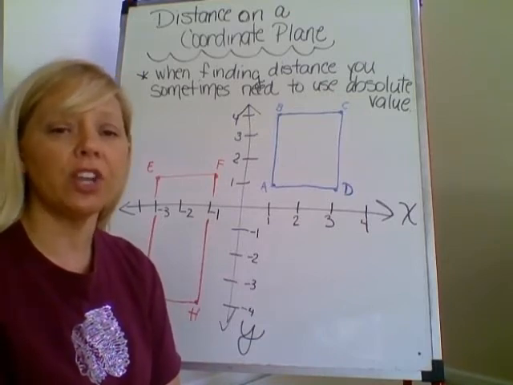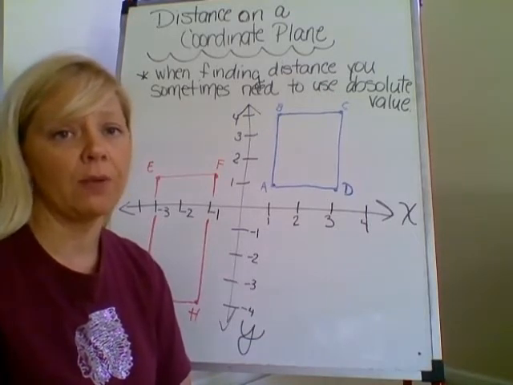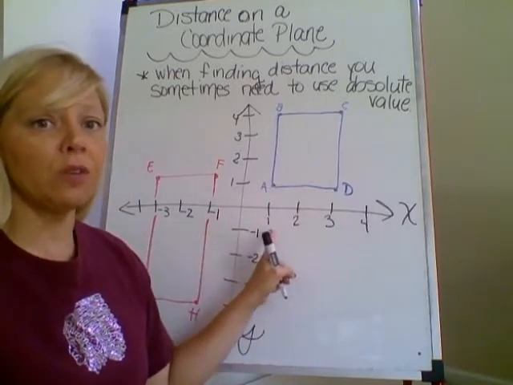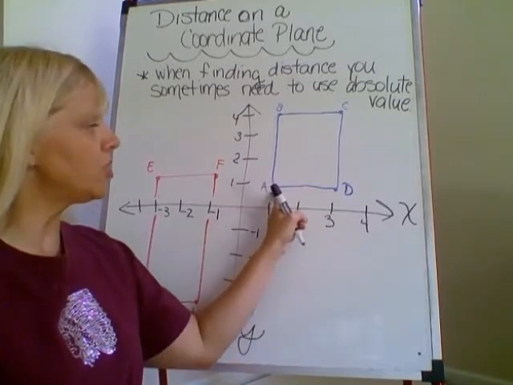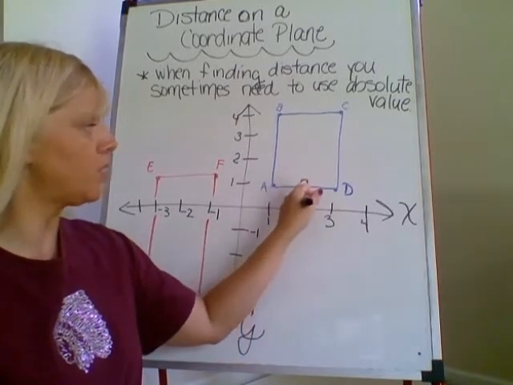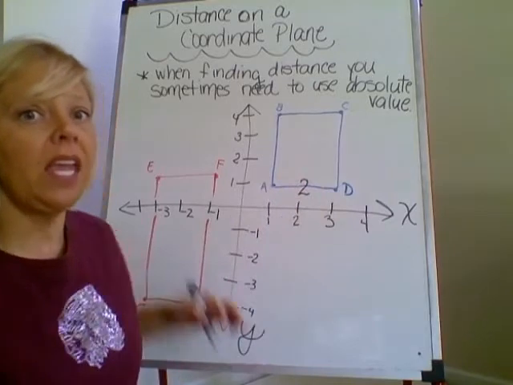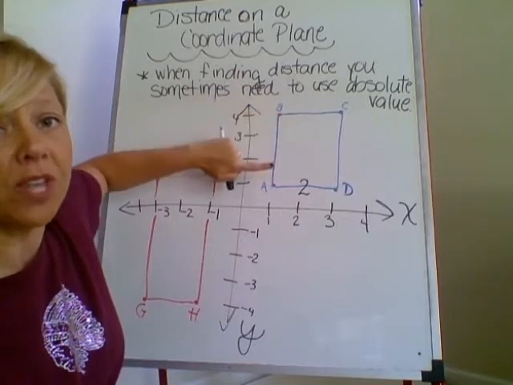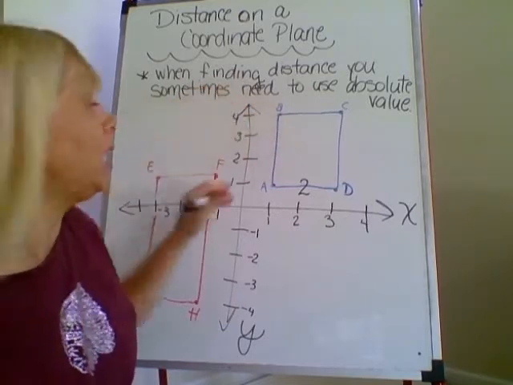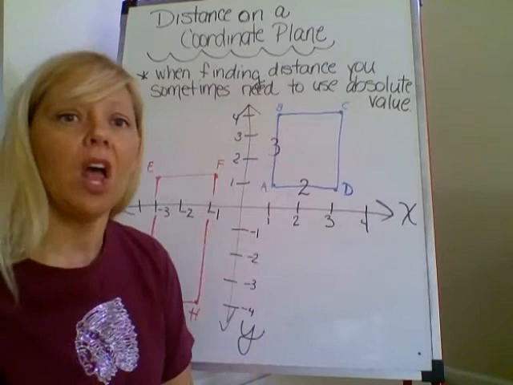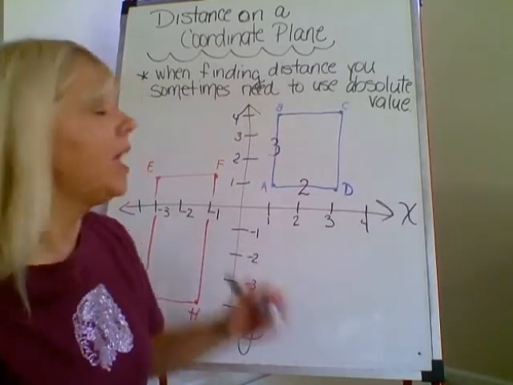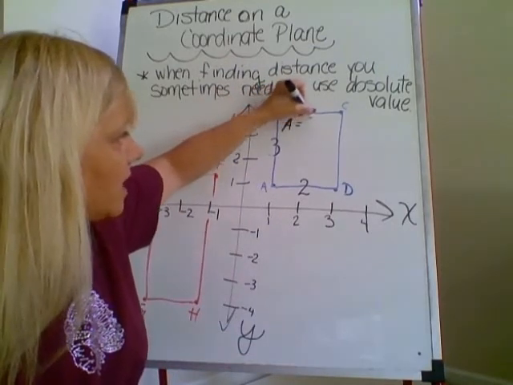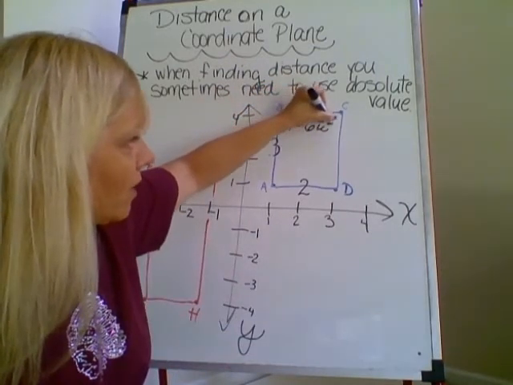So first thing I need to do is find what the length and the width are of my rectangle. If I look from A to D, this goes from 1 to 3, so therefore it is 2 units, 1, 2. So this is 2 units long. If I'm looking from A to B, it goes from 1 to 4, so that is 1, 2, 3 units long. Now if I want to find area, area is length times width. So 2 times 3 is 6. So this is 6 units squared.